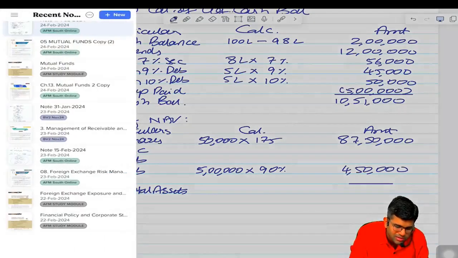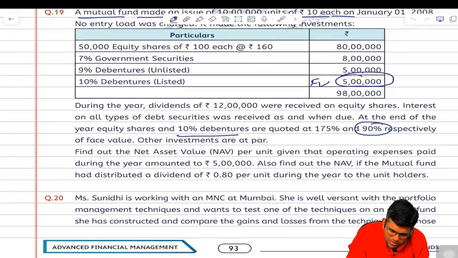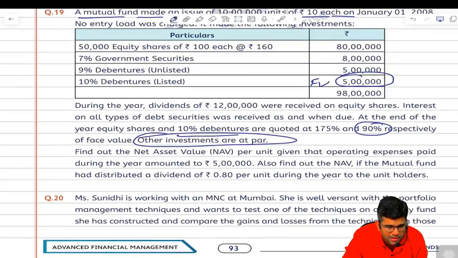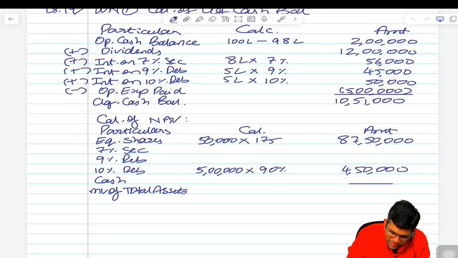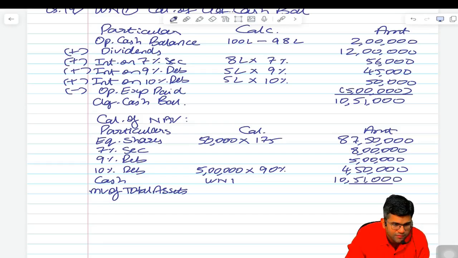What about the other two? They are saying, others, you take it at par. Everyone clear? Others, you take it at par. Which means, can I say 8 lakh and 5 lakh as it is? I will take. So I'll write here 8 lakh and 5 lakh. Sir, what about cash? I hope you realize we have already calculated it to be 10,51,000. Full clarity is there.